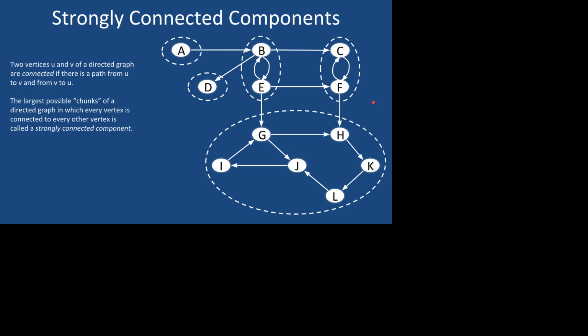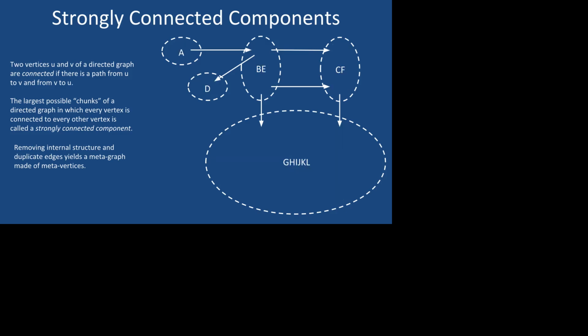Now, once you identify strongly connected components, what we're going to define is what's called a metagraph. So think of those dotted circles as vertices in a metagraph, so meta-vertices. So what we're going to do is ignore the internal structure and just pay attention to how the strongly connected components are interrelated. So now we have a graph with 5 vertices, one for each strongly connected component of the original graph. So this is the first step in producing a metagraph, is just ignore the internal structure.